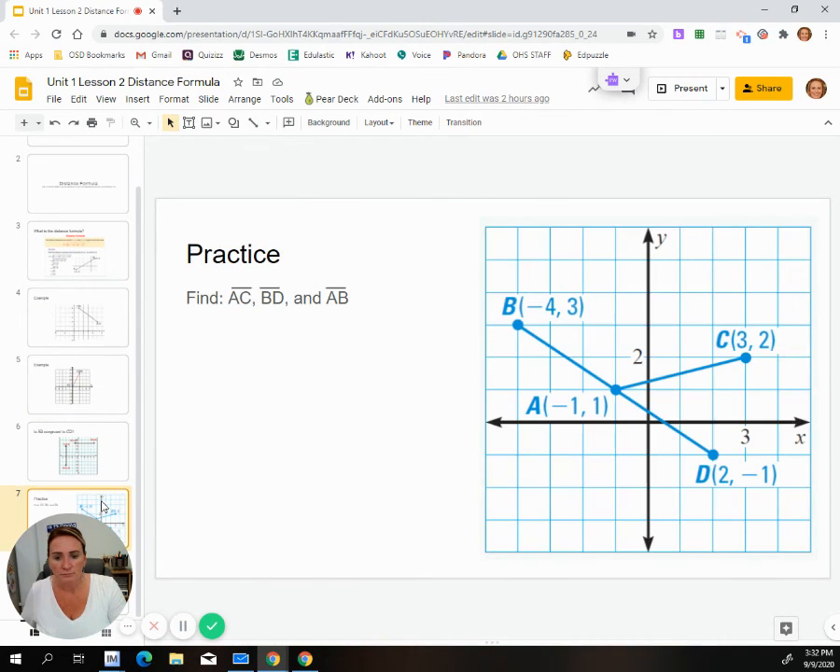So now you're going to do a little bit of practice. You are going to find the distances of the segments AC, BD, and AB. And then you're going to enter your answers into the question.